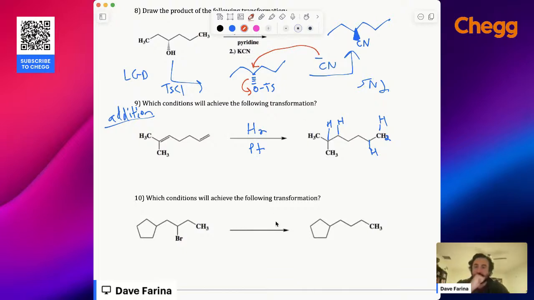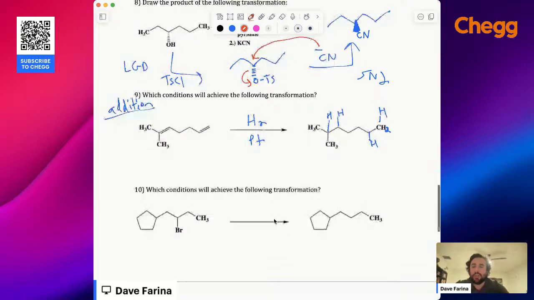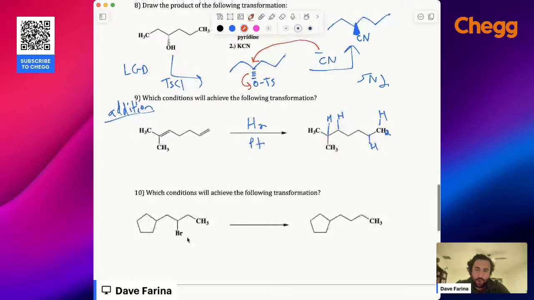One more real quick because it's related. Which conditions will achieve the following transformation? So what does this look like? We have a bromine and it's gone. How are we going to just kick off the bromine? Well, do we have a way to get rid of leaving groups like that? Well, we could do elimination, right? So what if we did some elimination?